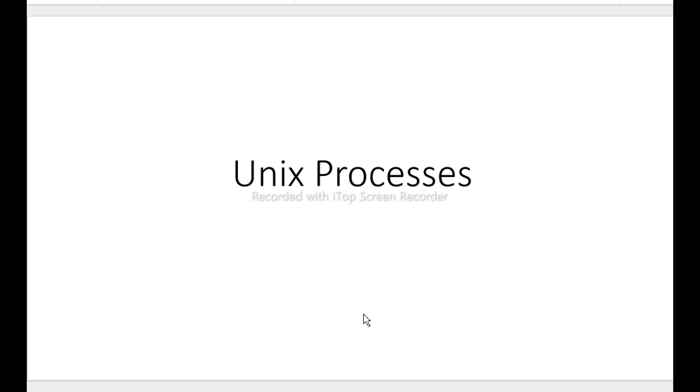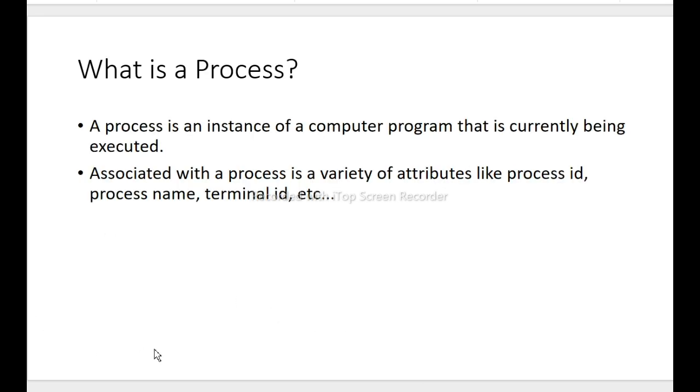Hi, in this lesson, we are going to discuss the Unix processes. Let us try to understand what is a process. A process can be defined as an instance of a program that is currently under execution.